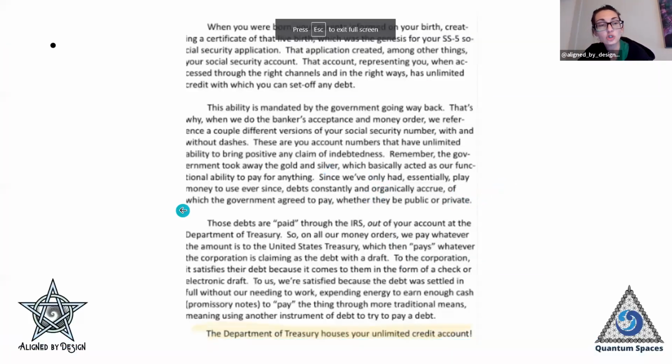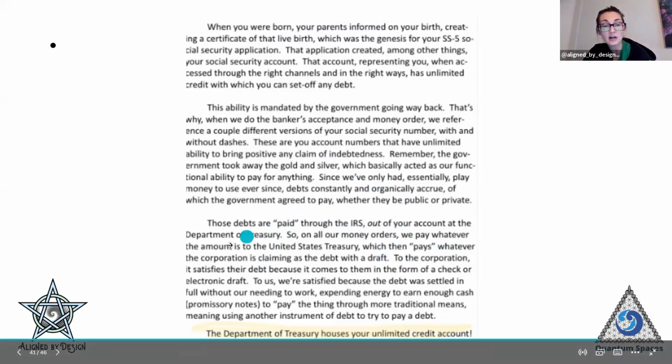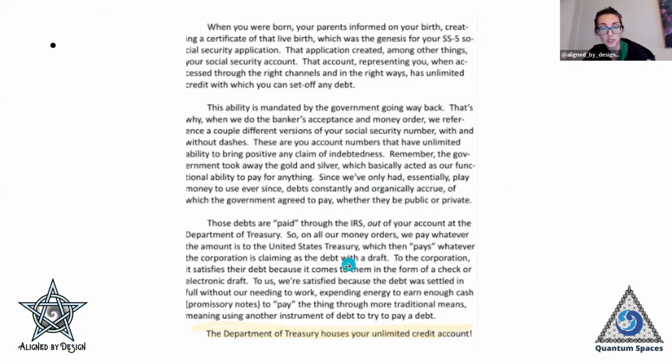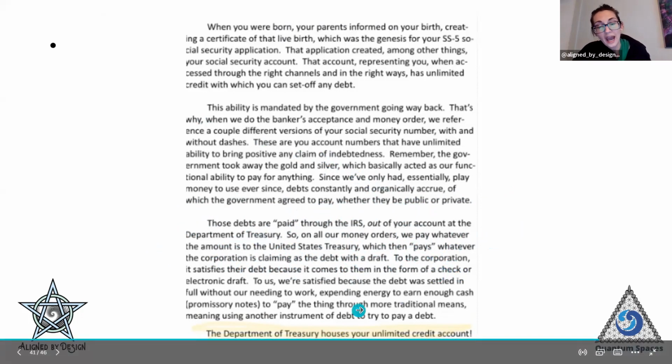Debts constantly and organically accrue, of which the government agreed to pay, whether they be public or private. Okay, those debts are paid through the IRS out of your account at the Department of Treasury. So on all of our money orders, we pay whatever the amount is to the United States Treasury, which then pays whatever the corporation is claiming as the debt with a draft.